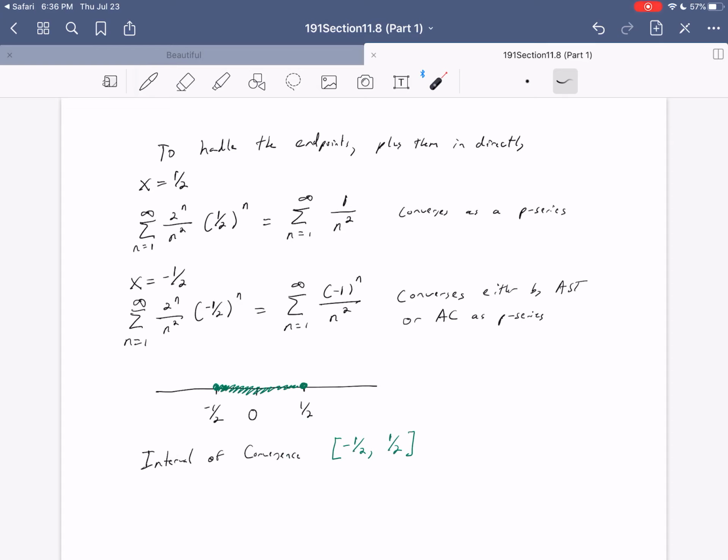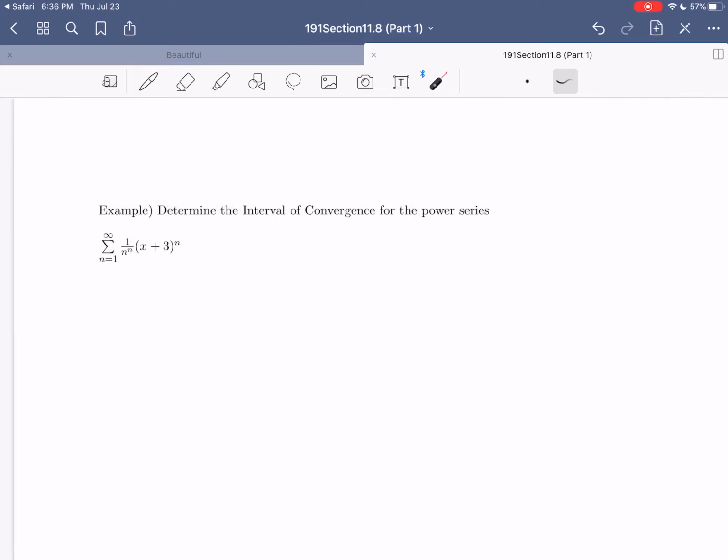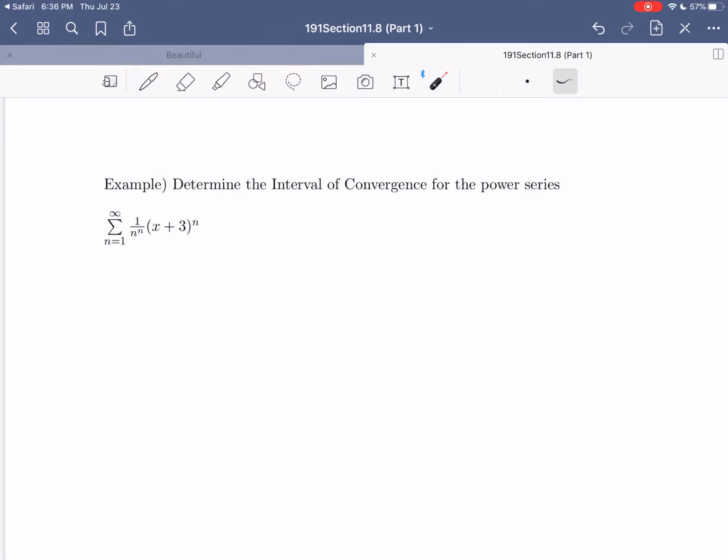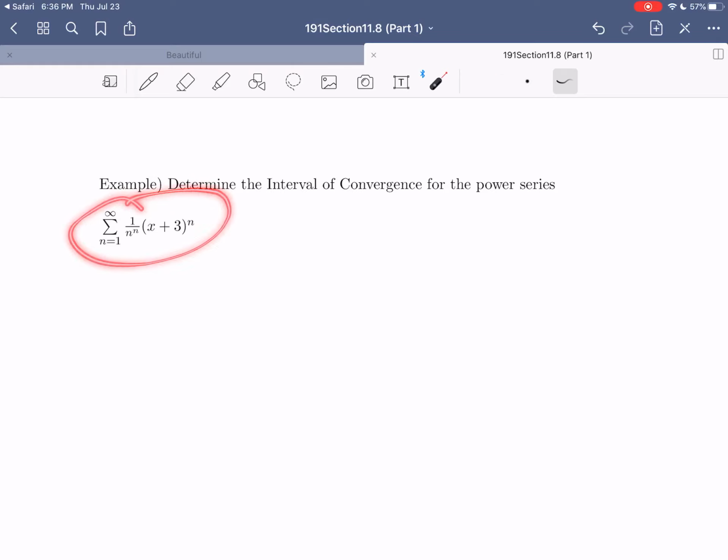So this is a process that we're going to do a lot of. But for now, before we get to those more formal definitions, I'd like to take a look at another example where something slightly different will happen. Same process, but slightly different result. So let's go ahead and look at this. We're going to try to determine the interval of convergence for this power series.